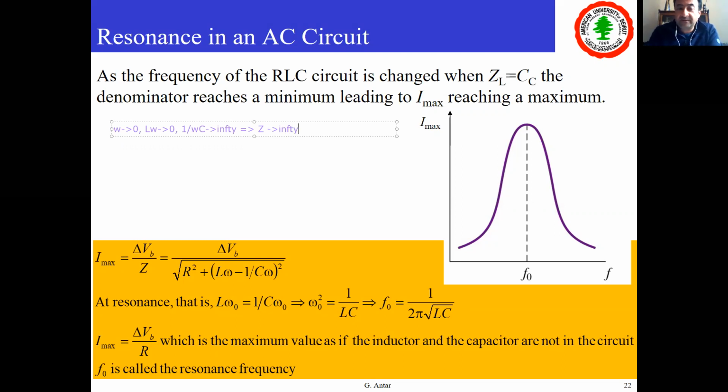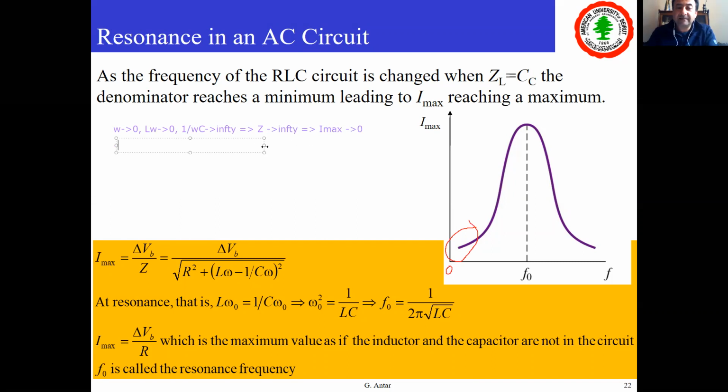If Z tends to infinity, this means that my I max will tend to 0, since I max is equal to delta V_B divided by Z. So this is why you have this region here, where for low frequencies my I is about 0. Now let's see what happens at high frequencies.